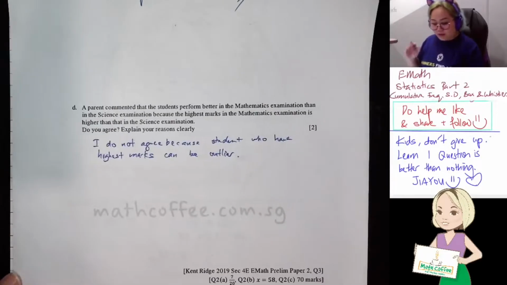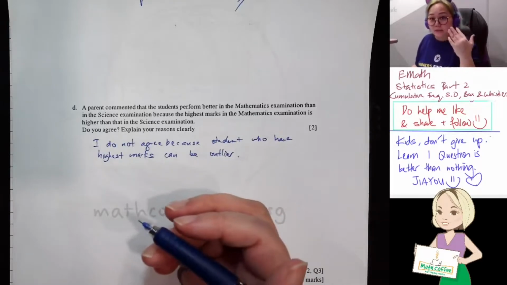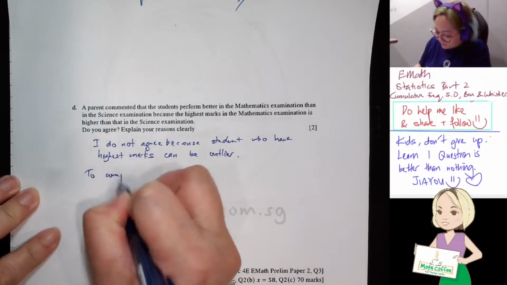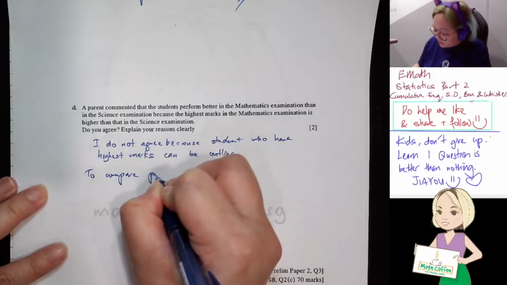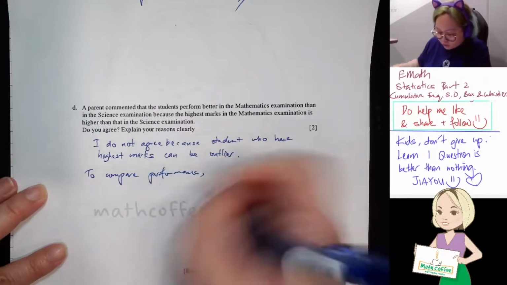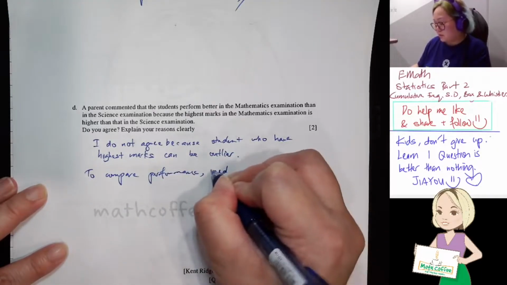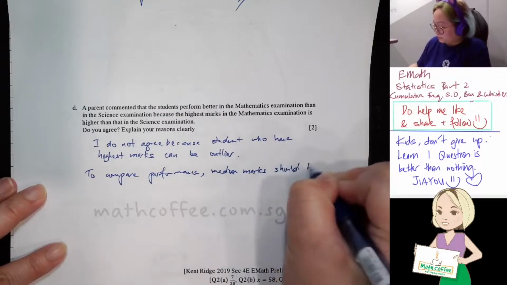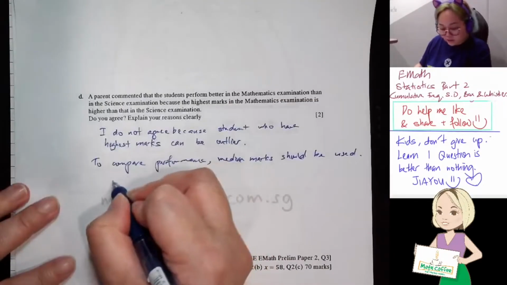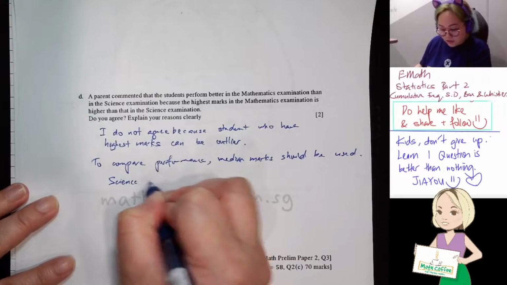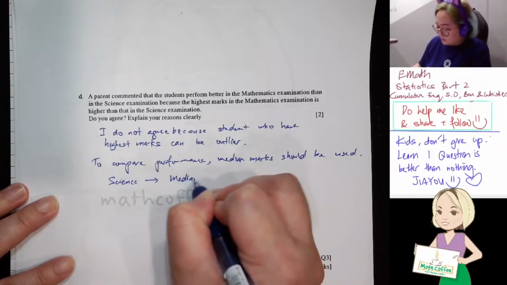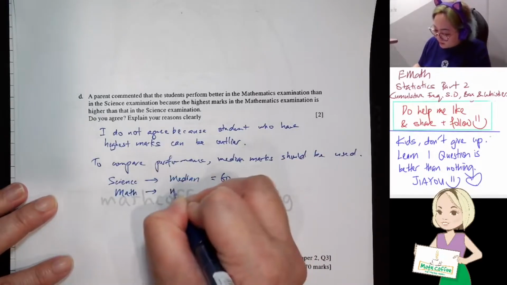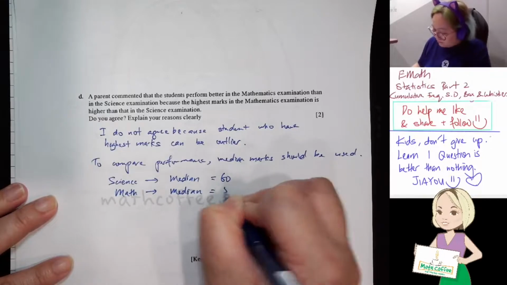Okay, so then, in order to compare the performance, whether who perform better for maths or science, so you will say, to compare the performance, we always use median mark. The median mark should be used. So in this case, for the science, the median is equals to 60, and for the maths, the median is equals to 55.